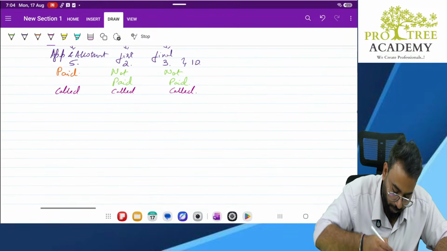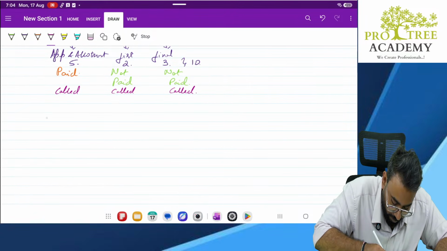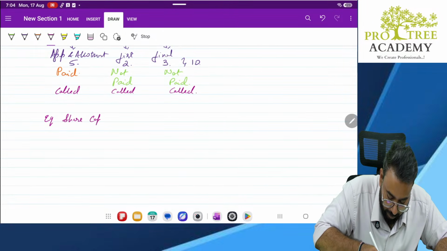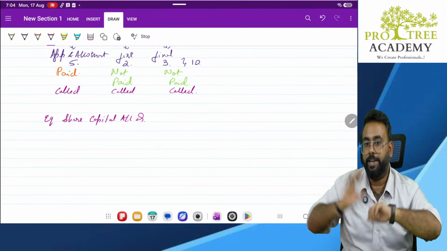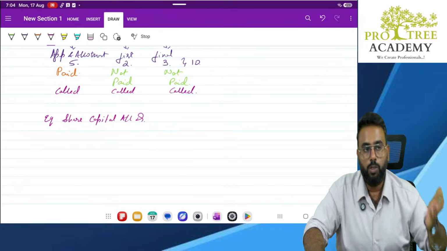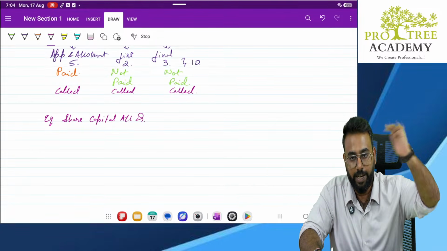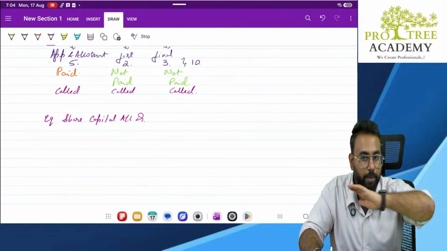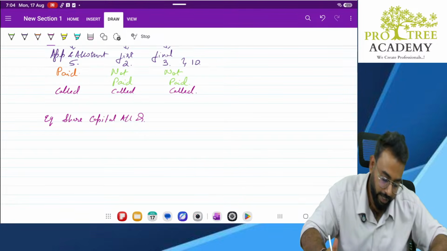Now journal entry for forfeiture. Equity share capital account debit. We have to always debit equity share capital account. Why? Because it is no more a capital. Whenever capital was created, it used to be credit, but now capital is decreasing. Why? Because we are cancelling the shares. That is why it is debited.